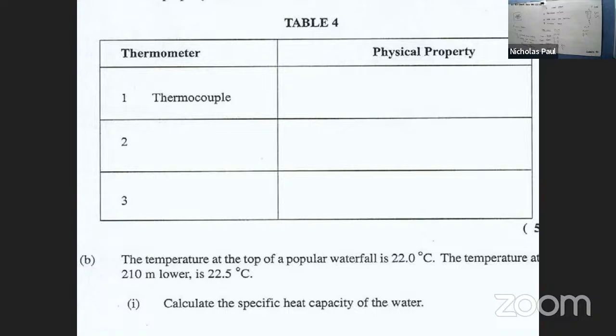Last one is the resistance thermometer, and the physical property is the resistance. Okay? Some of them use platinum. Platinum resistance thermometer. And the thing that is changed, the physical property, is the resistance.